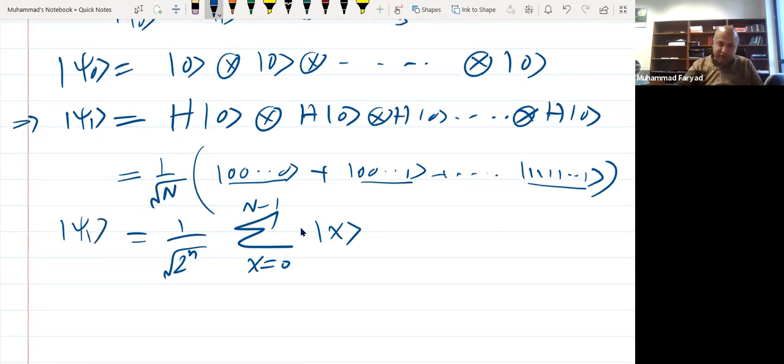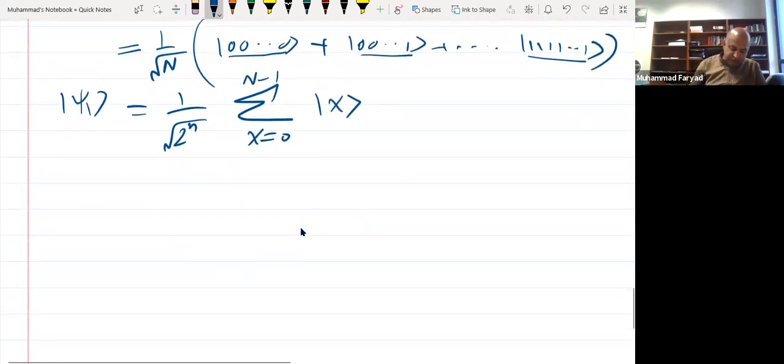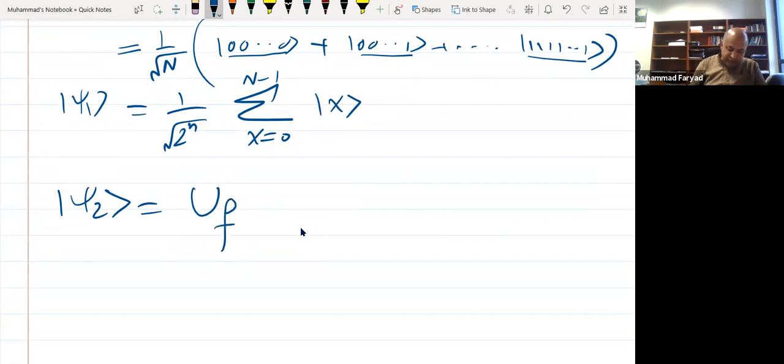And now let's define our phase oracle. So psi 2 is what we get after passing the circuit state through this phase oracle U_f. And the phase oracle this time is actually this. Let me first write it like this.